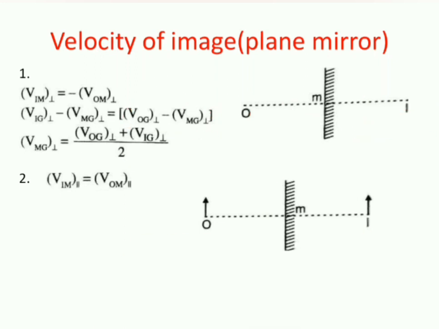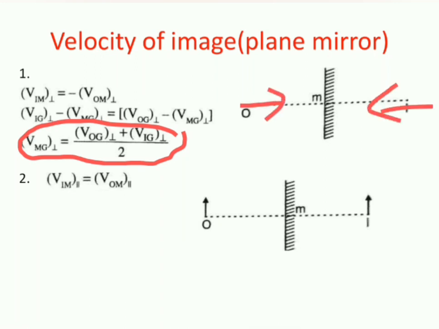So after simplifying, you can write the velocity of the image with respect to ground is the velocity of the object with respect to ground plus the velocity of the mirror with respect to ground divided by 2. Okay, remember this relation. This is the case when the object is moving perpendicular to the mirror like this.